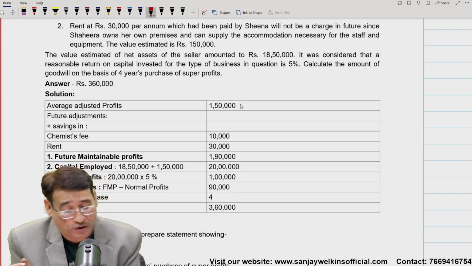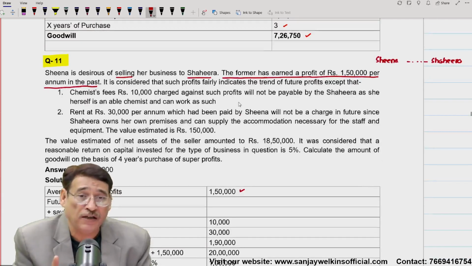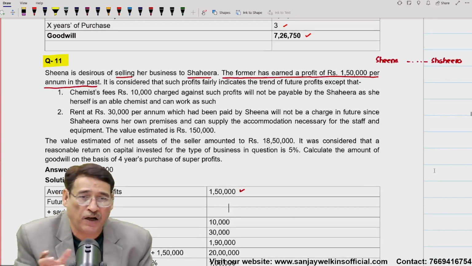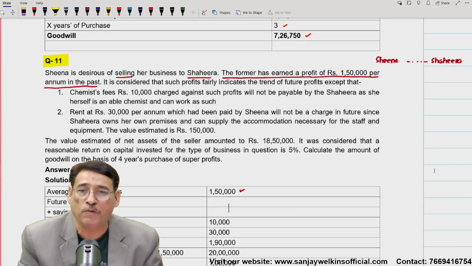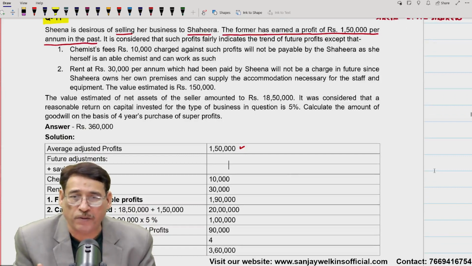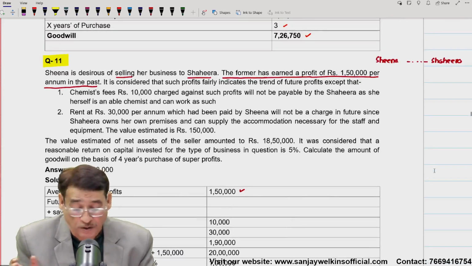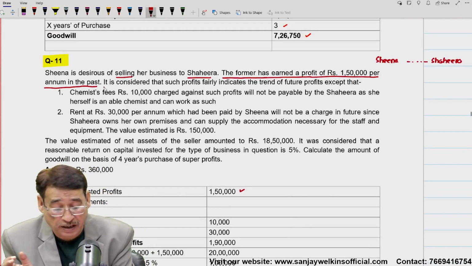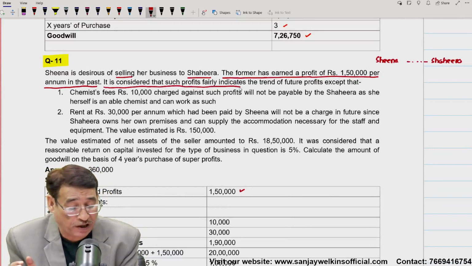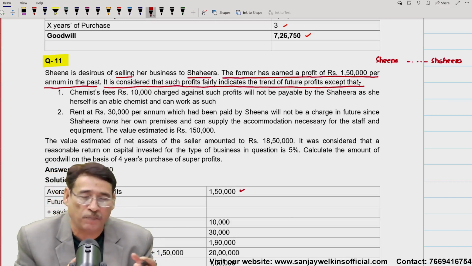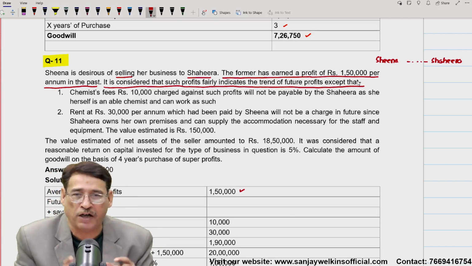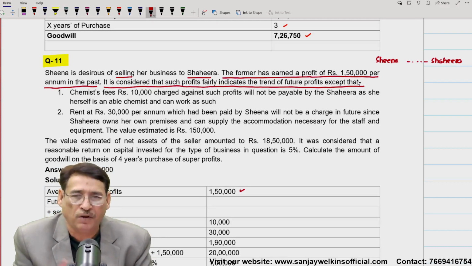But it is given in the question that Sheena is telling Shahira that in the past she has earned 1,50,000 per annum. So whenever the question gives you information in this manner, you immediately come to the conclusion that average profits have been given to you. Is it clear to you or not? Now, further, Sheena claims that these profits fairly represent the trend of the future profits. That means the selling party is telling the purchasing party that, in my opinion, the trend of these profits would continue in future. However, we will have to take care of some important things.